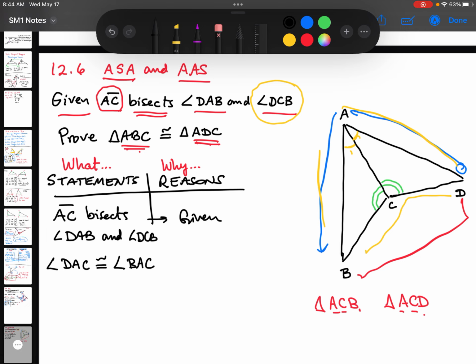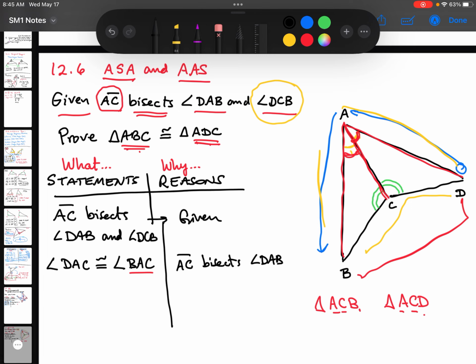When I look at which ones I am talking about, I'm going to do it in red. Look at that. DAC is this angle, and BAC is this other angle. They happen to be the same, or we say in geometry, they are congruent. Why is that? Because AC bisects, in this case, DAB.